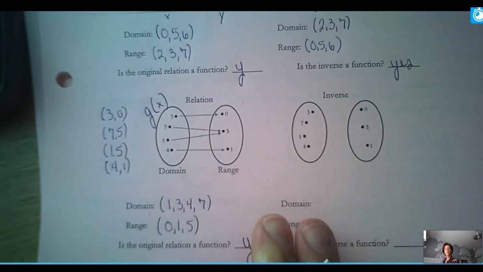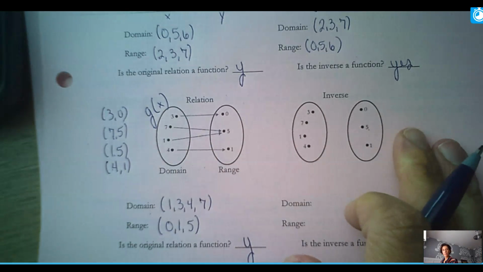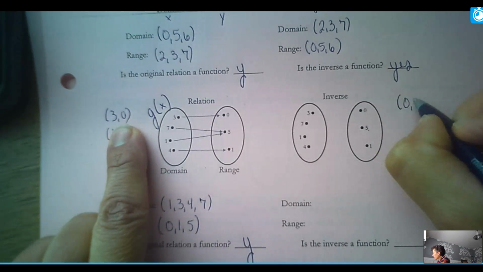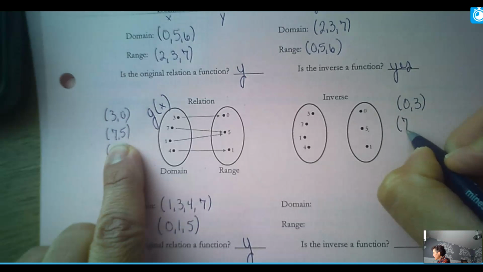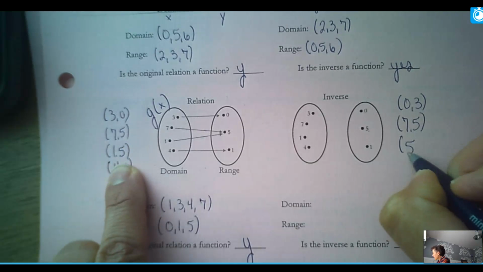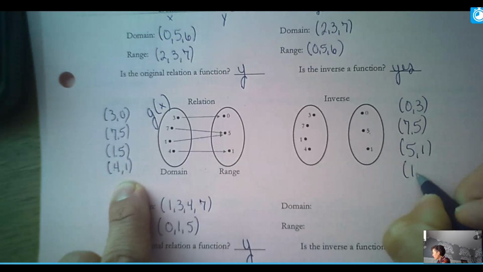So I'm going to call this one g of x just to get a different type of function name. So now what we're going to do is find its inverse. All right, so writing this, just switching it around, 0 would go with 3, 7 would go with 5, 5 would go with 1, and 1 would go with 4.